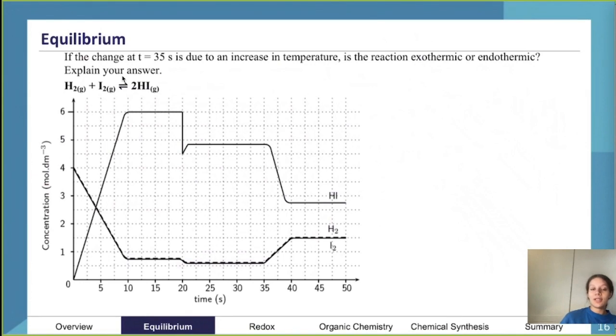Alrighty, so if the change at t equals 35 seconds is due to an increase in temperature, is the reaction exothermic or endothermic? We're looking at this change over here. Again, think about which way our reaction has shifted, and then what does that mean? You can use the trick I mentioned before: have a think about where heat is sitting. Let's have a look at what's happening. We've got a decrease in HI, and we have an increase in our reactants, in the H2 and the I2. So if we've increased reactants and decreased products, that means we're shifting to the left.